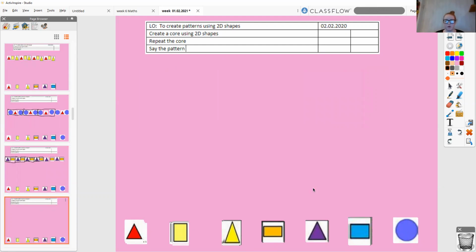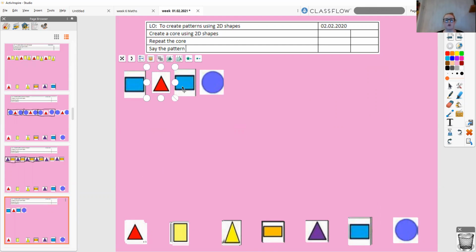Let's try a different one. What should we start with this time? Let's go with blue square, red triangle, blue square, blue circle. So this is my core. What's going to come next in my pattern?